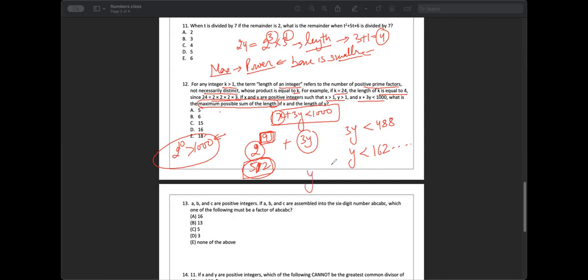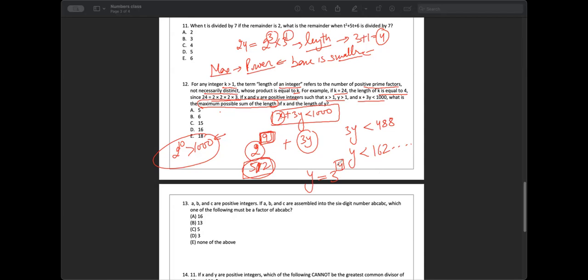Now, for x we have taken 2 as the base, and for y the next smallest prime number other than 2. I mean, the next number could be 3 because we already took 2. So y is equal to 3 raised to power something. How much power can it be for this to be less than 162? 3 raised to power 4, right? Okay, is that clear, guys?